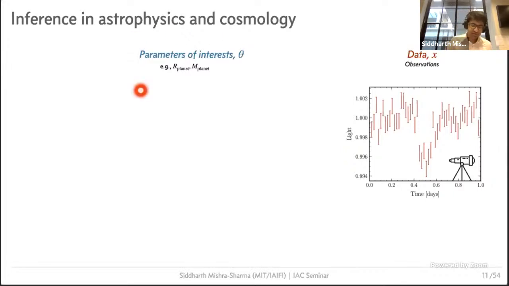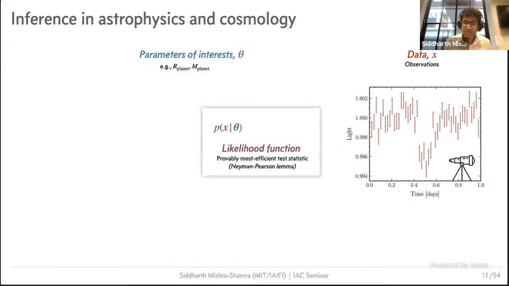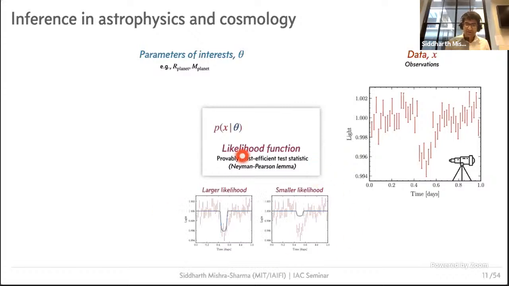And usually, as part of our model, we have some parameters of interest that we want to infer. These could be, for example, the size of the planet or the mass of the planet. A central quantity in inference is the likelihood function. This is the probability of the data X being compatible with the parameters theta, and this is provably the most efficient test statistic when it comes to hypothesis testing. Here's just an example at the bottom. On the left, the model that gives you this bigger dip would have a larger likelihood than the model that gives you the smaller dip.